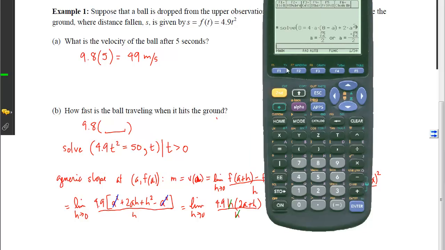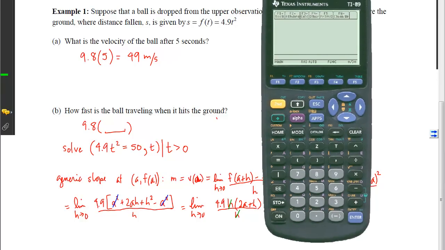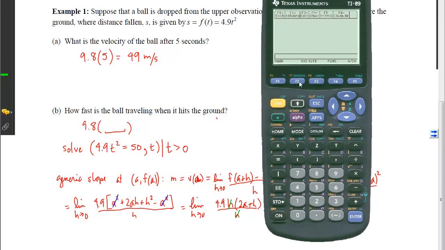And let's remember that solve button is located under the algebra function. So I'm going to go to the F2 algebra, and I'm going to tell it to solve for when 4.9t squared equals the full 50 meters fallen. I'm going to tell the calculator that I need to solve for t. Then I'm going to close it.